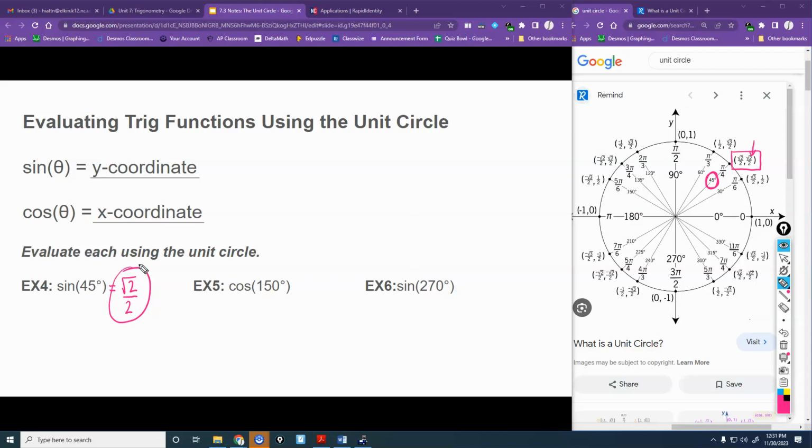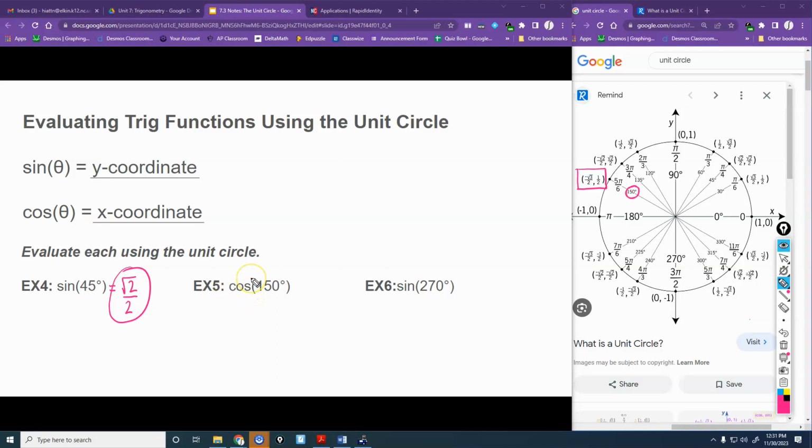Let's do another one. Okay? This time it asked me for 150 degrees. So on my unit circle, I'm going to 150 degrees. It is right here on the unit circle. I'm going to look at the point that goes with it. Right there. This time I want cosine.